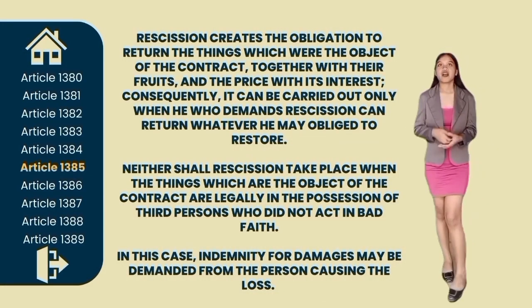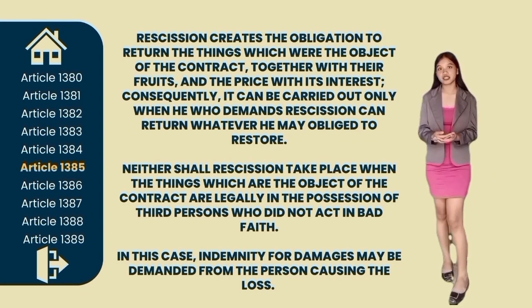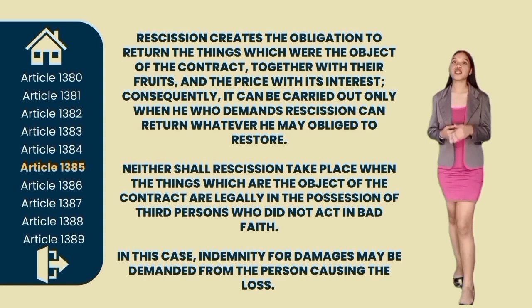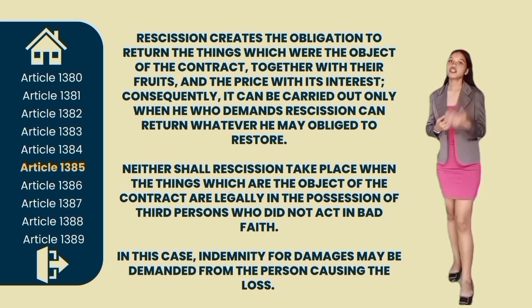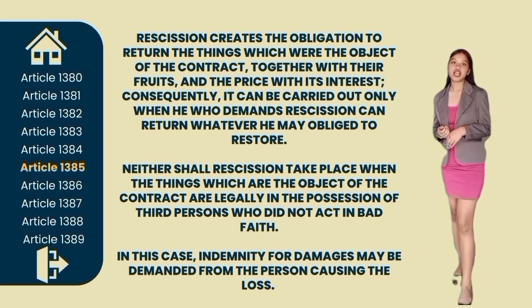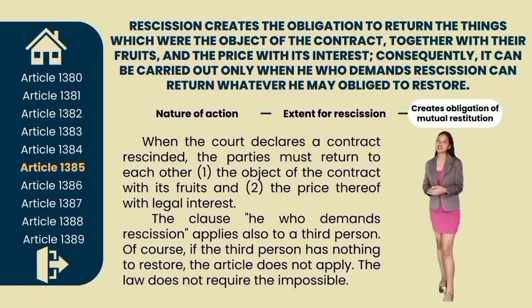Article 1385. Rescission creates the obligation to return the things which were the object of the contract, together with their fruits and the price with its interest. Consequently, it can be carried out only when he who demands rescission can return whatever he may be obliged to restore. Neither shall rescission take place when the things which are the object of the contract are legally in the possession of a third person who did not act in bad faith. In this case, indemnity for damages may be demanded from the person causing the loss. This provision speaks about mutual restitution. Rescission creates an obligation of mutual restitution.